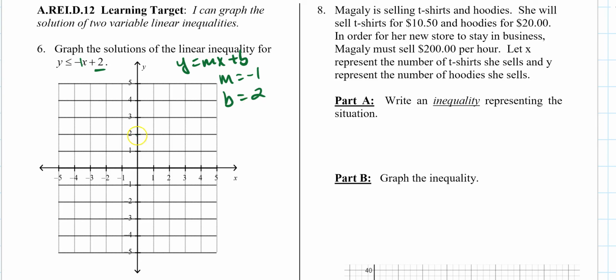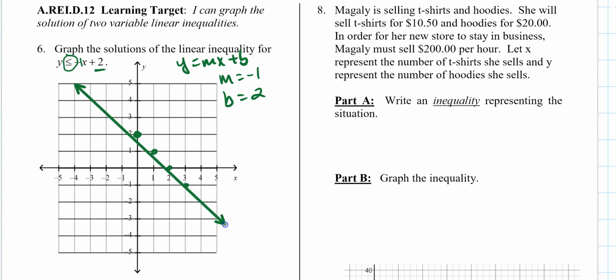So the b tells us where to start, up here at positive 2 on the y-axis. M is negative 1, so I go down 1, right 1, down 1, right 1, down 1, right 1, and I get that nice line. And I know from my sign, less than or equal means it should be a solid line. I'm going to draw my solid line.